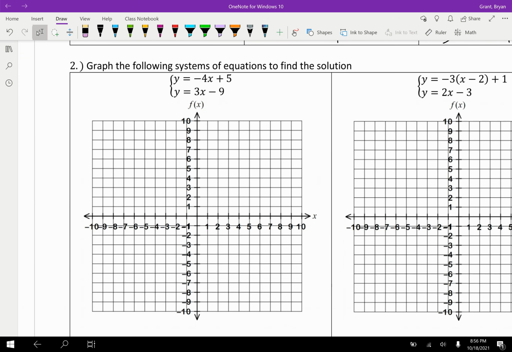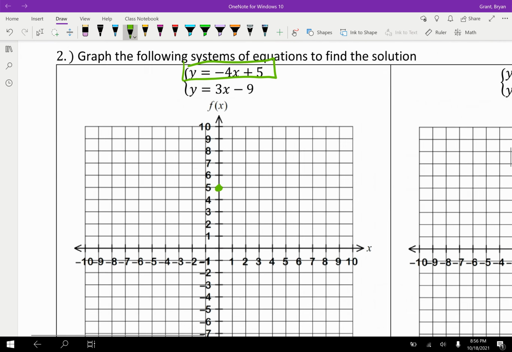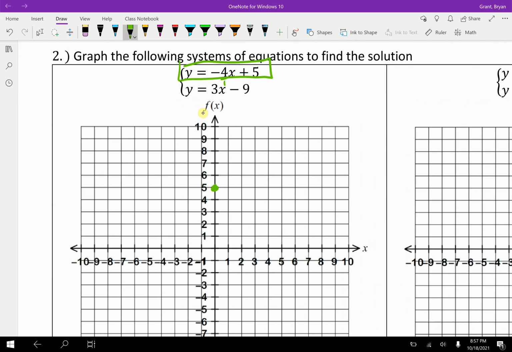We have some actual graphs now. Here we go. Graph the following systems to find the solution. All right, let's do each of these. So y equals negative 4x plus 5. This looks like slope-intercept. I'm starting at 1, 2, 3, 4, 5. And my slope is down 4 over 1. 1, 2, 3, 4. We go to the right one because we want our line to be going down.